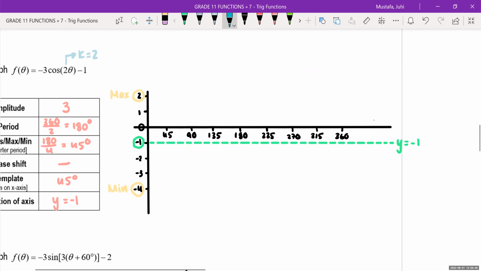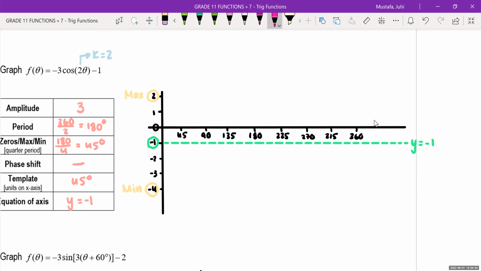Okay, so I go back to my graph and I have the minimum, move over a quarter period and go to your equation of axis, move over a quarter period, go to your max, then equation of axis, and then back to the minimum. Oh my gosh, my hands are sweaty, so I cannot draw this curve. That's good. So this is one cycle of it.